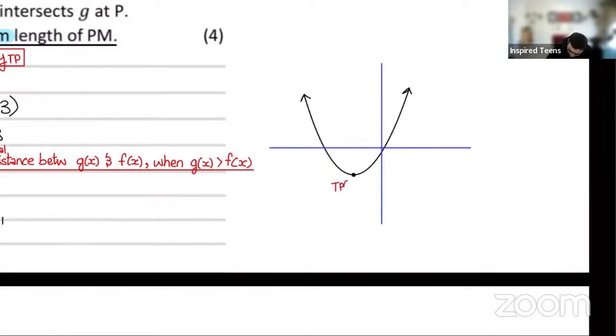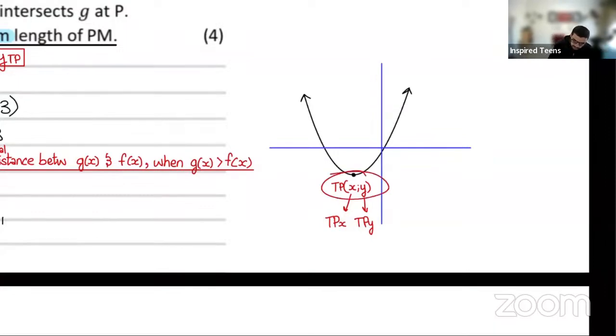So when we talk about XTP, we are talking about the x coordinate of the turning point. When we talk about YTP or TPY, we are talking about simply the y coordinate of the turning point. So remember, in a Cartesian plane, whenever you have an x coordinate and you have the equation, to find the corresponding y coordinate, you just sub in that x coordinate into the equation. Or whenever you have a y coordinate, you can sub in that y coordinate into the equation. It's going to give you the corresponding x coordinate.